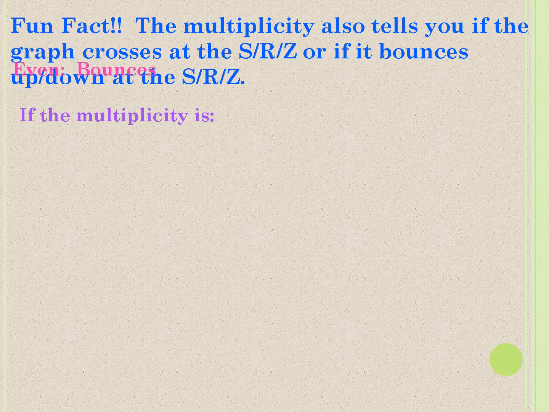So, if the multiplicity is even, it bounces. So, if that multiplicity is an even number, 2, 4, 6, 8, who do we appreciate? Then that means your graph is going to hit the 0 and bounce right back. It's not going to go through it. So if your graph is opening down, it's going to hit the 0 and bounce back down. If it's opening up, it's going to hit the 0 and bounce right back up.